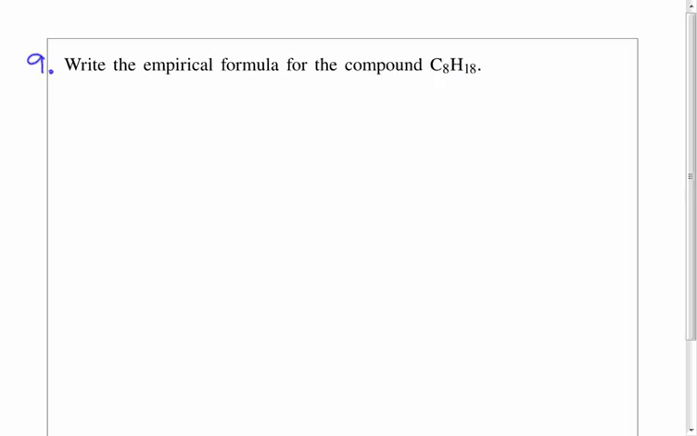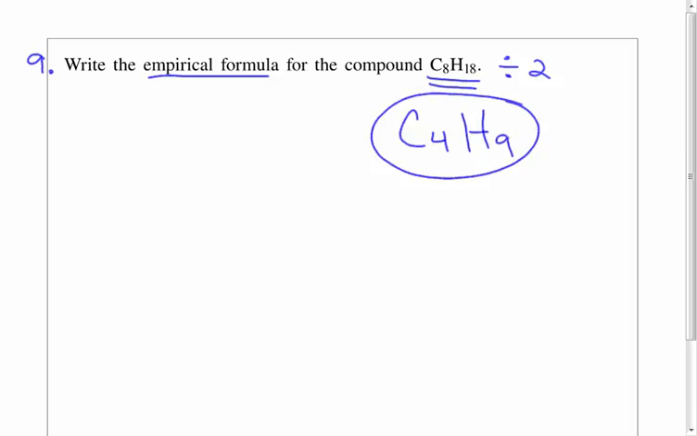Number 9, we don't have choices. We want to write the empirical formula for this molecular formula. The number that can divide into both of those subscripts is again 2. So when we divide 8 by 2, we're left with a 4. We divide 18 by 2, we're left with a 9. And that would be our empirical formula.